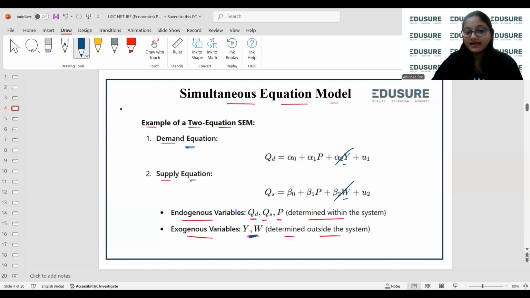If this happens, can you tell me what will be the problem? Look at this particular portion. What will be the problem?